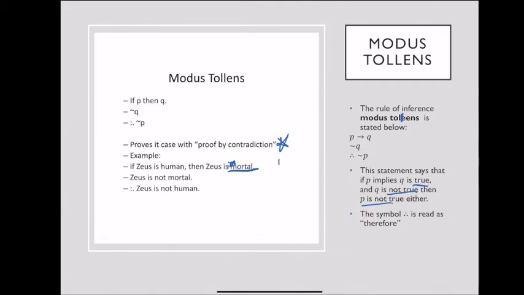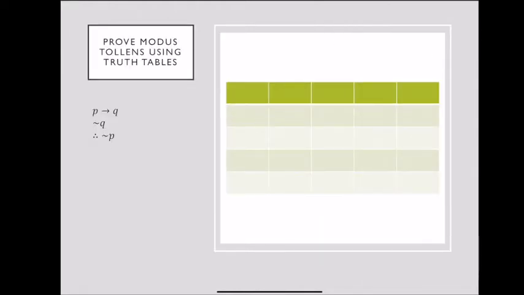So we'd have P being Zeus is human, and Q is Zeus is mortal. Then Zeus is not mortal would be not Q, and Zeus is not human is not P. So let's prove this as well using a truth table. I'm going to have P, Q, P implies Q, not Q, not P. You could have done these columns in a different order, but I like to start with my P's and Q's and then go down the line.